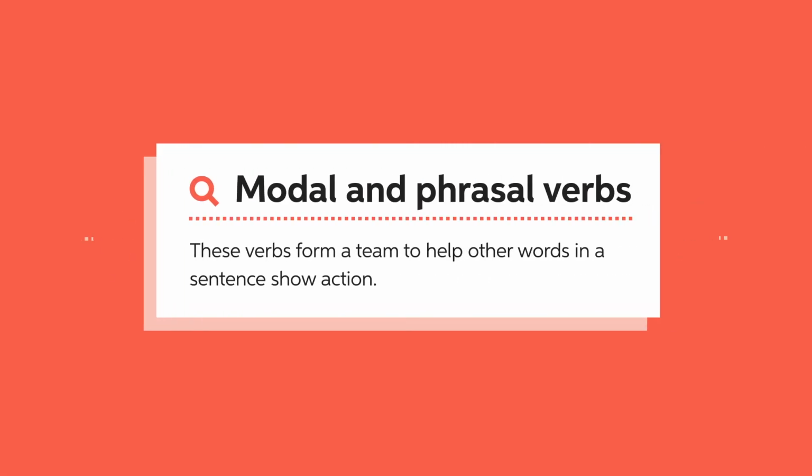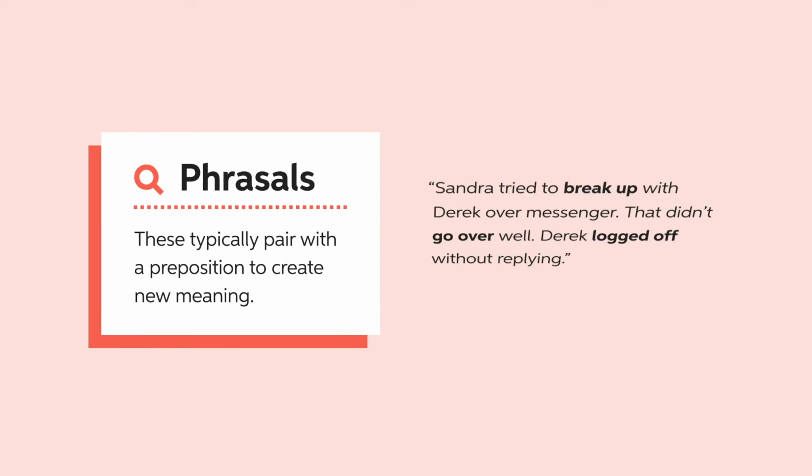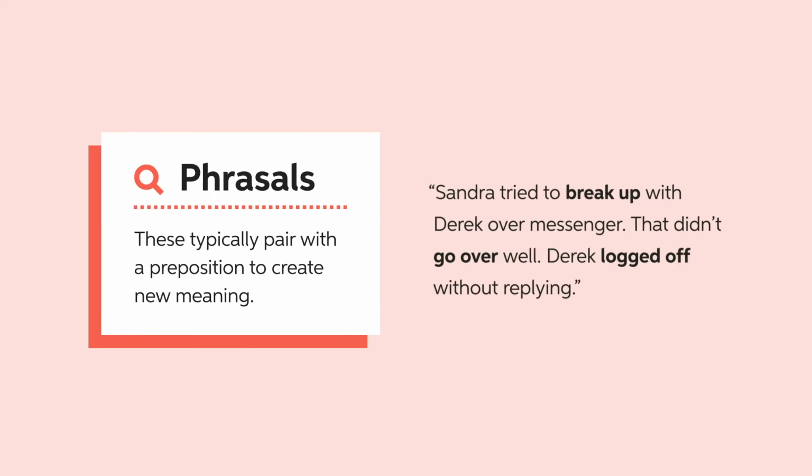Modal and phrasal verbs form a team to help other words in a sentence show action. Modals modify the activity to show necessity or possibility. Phrasals typically pair with a preposition to create a new meaning.